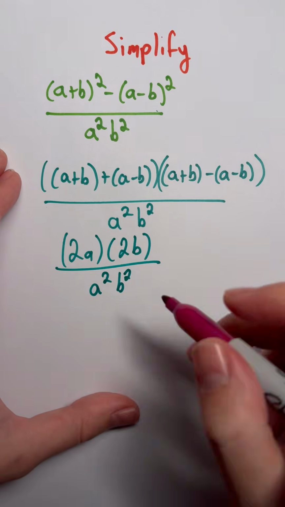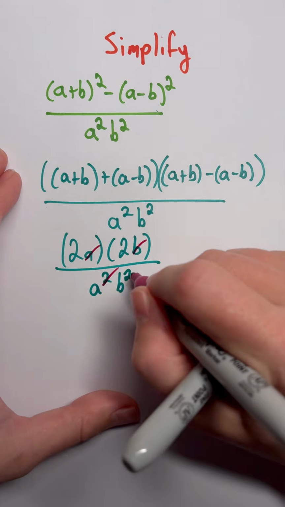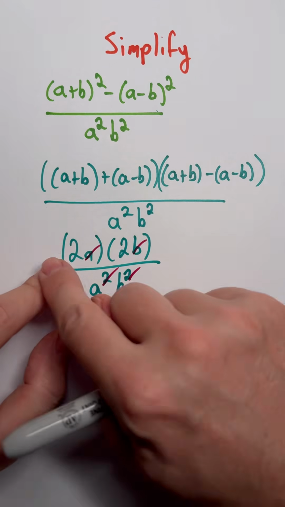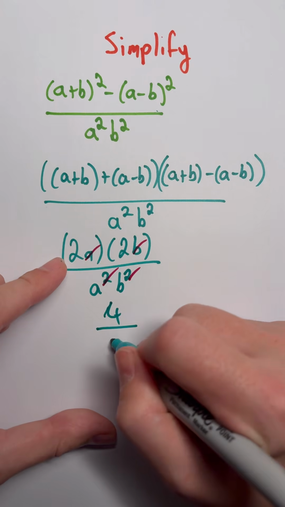However, now if I do some cancelling, a divided by a is going to cancel out my power. B divided by b also going to cancel out my square. So all I'm left with on the top is 2 multiplied by 2, which gives 4 divided by ab.